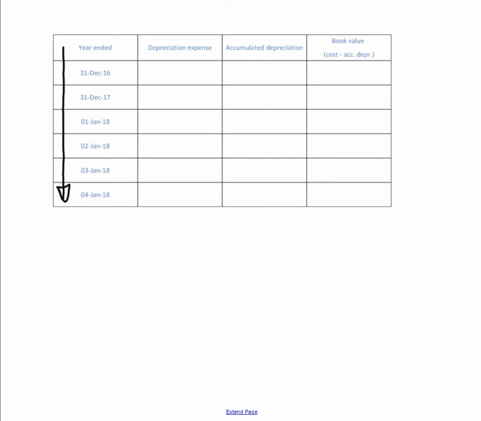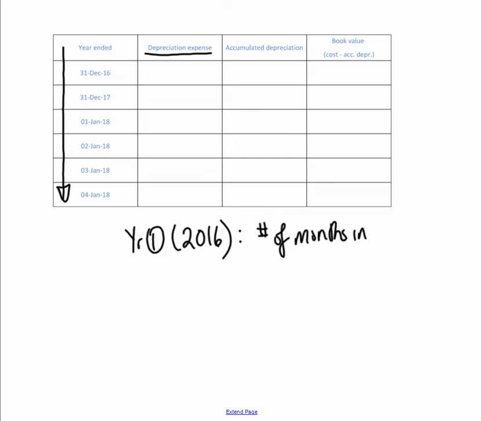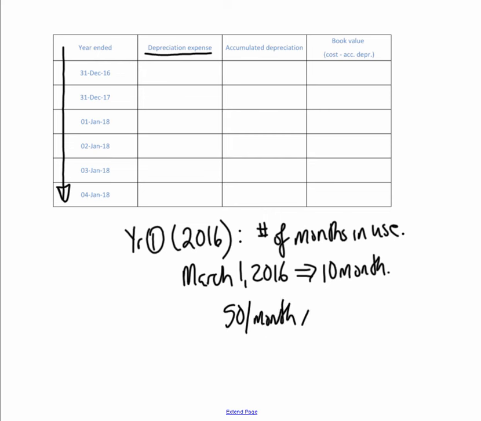What's going to change is our depreciation expense in the first year. In year number one, which is of course 2016, we have to calculate the number of months in use. When did we place it into use? Not when did we purchase it, when did we place it into use? We placed it into use on March 1st, 2016. We know that that is 10 months to year end. The monthly depreciation is $50 per month, and then we have to multiply it times the number of months in use, which is 10. So in the first year, we only have a depreciation expense of $500. Why? Because we only used it for 10 months. So the depreciation expense in the first year is now $500.